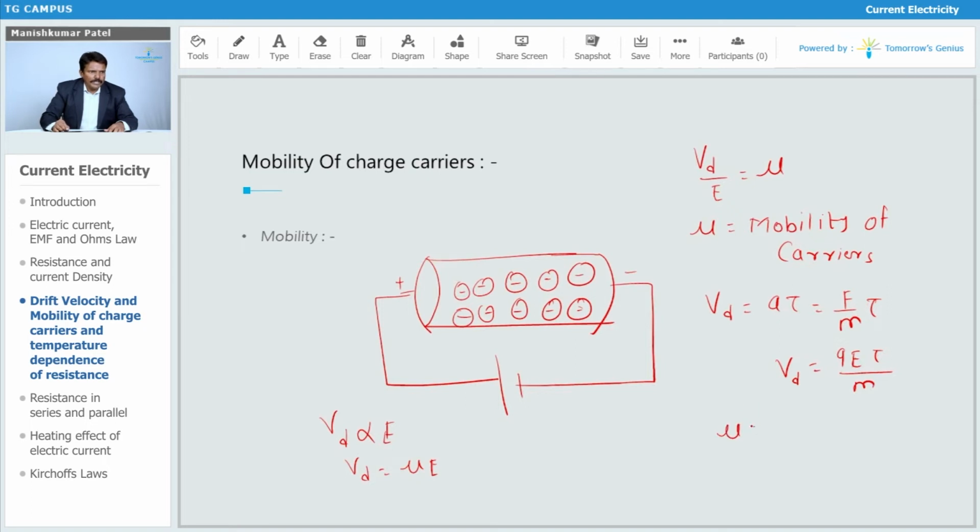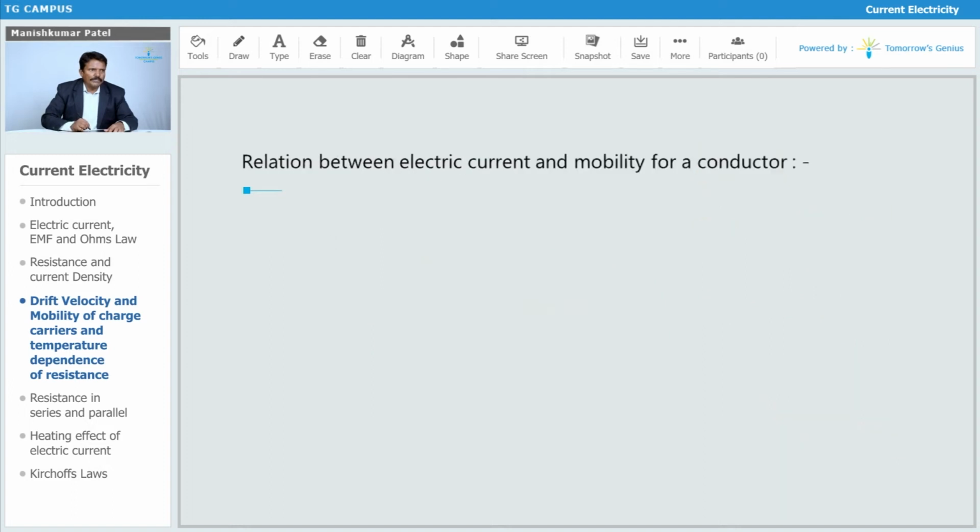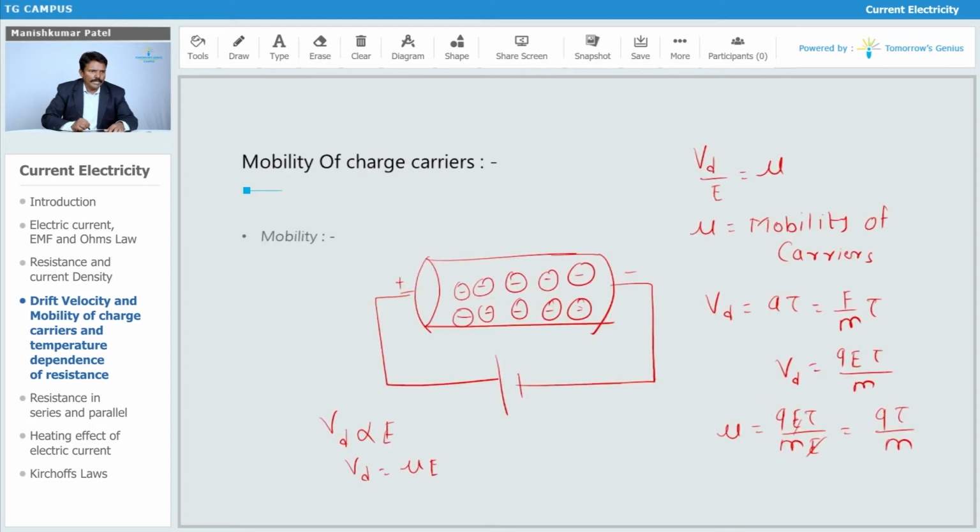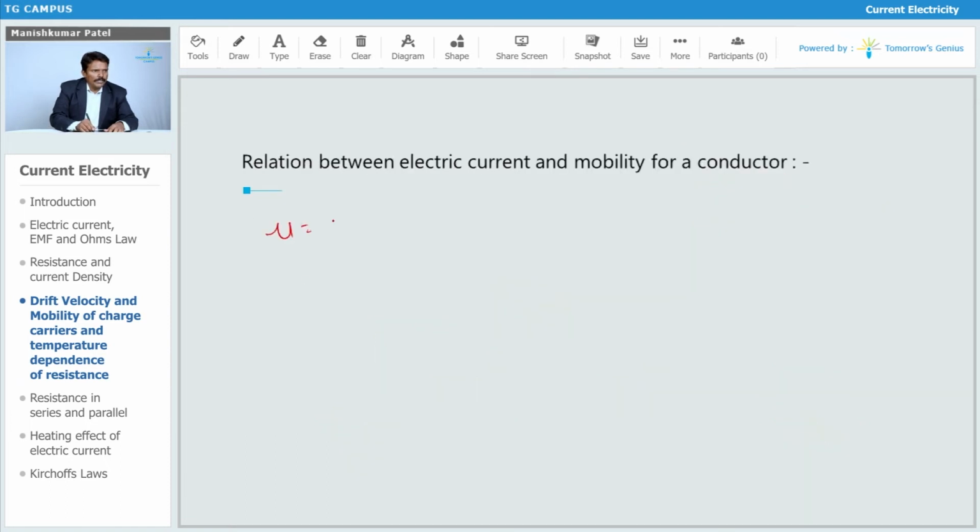So mu is equal to qE tau upon m, upon E. The E gets cancelled, and so mu is equal to q tau upon m. That is the expression for the mobility. So let's say mu is equal to q tau upon m.